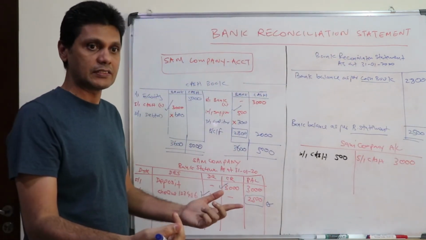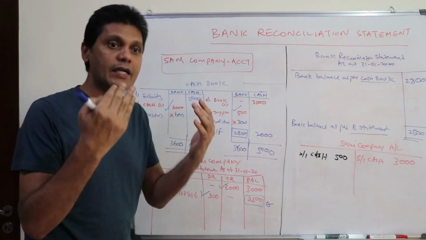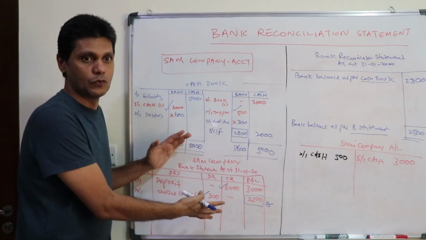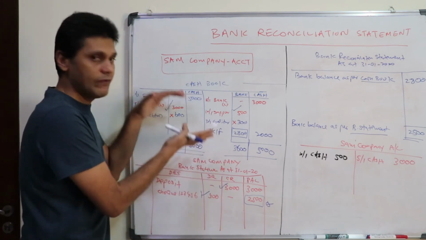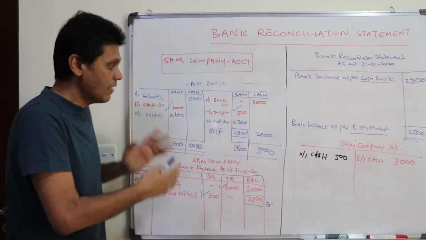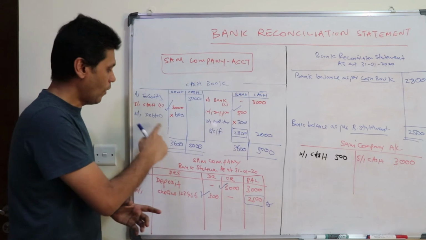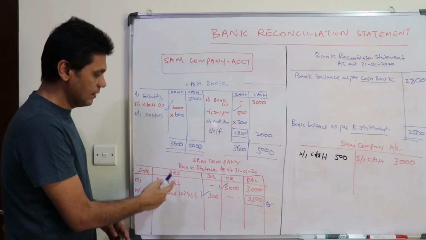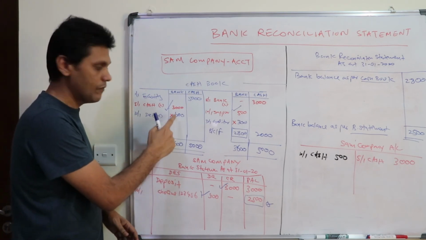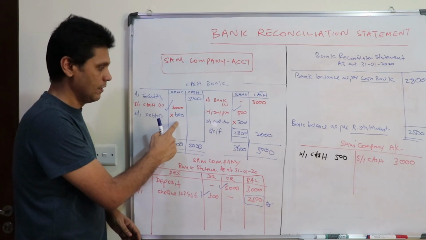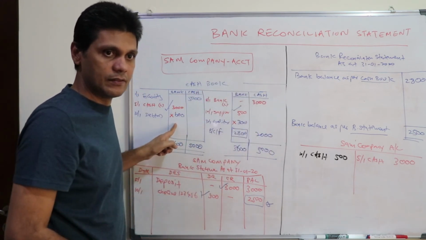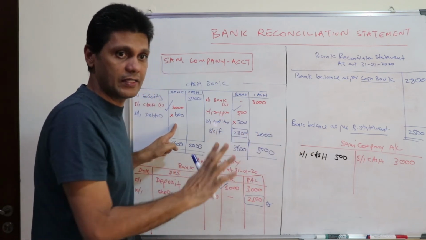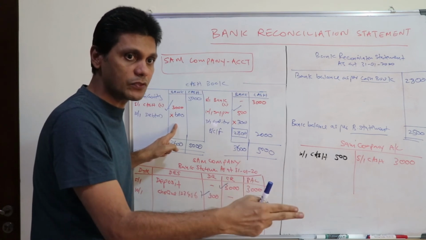We have two evidence. Those are the differences which we identified by comparing these two. We compared the bank statement and the cash book, and we identified two differences. What is the first difference? Debtor. So from the debtors we got cash, and we went and deposited. But it didn't get realized. Why? Because there is a clearance process.